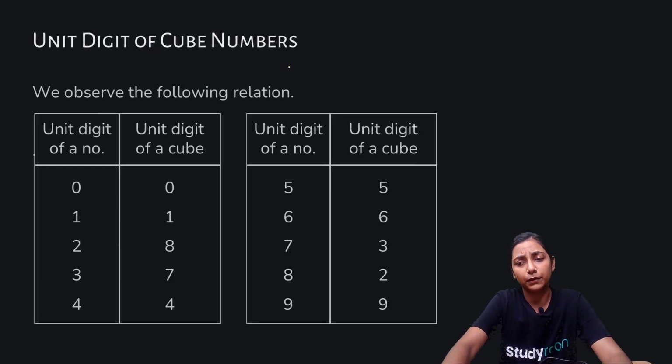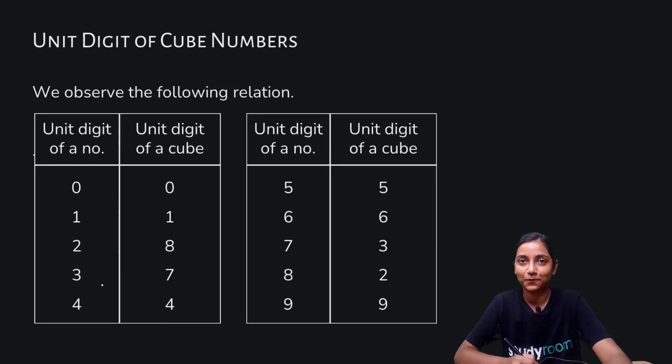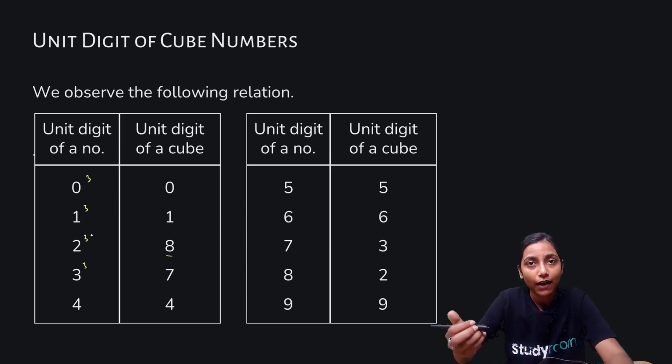Now, unit digit of cube numbers. So let's observe the following relation. What is given to us? If the unit digit of a number is 0, the unit digit of its cube will be 0. If the unit digit of a number is 1, the unit digit of its cube will be 1. If the unit digit of a number is 2, what will be the unit digit of its cube? It will be 8, because you are doing the cube of the unit digit of the number. In order to find the unit digit of the cube, you can simply find the cube of the unit digit of the number.